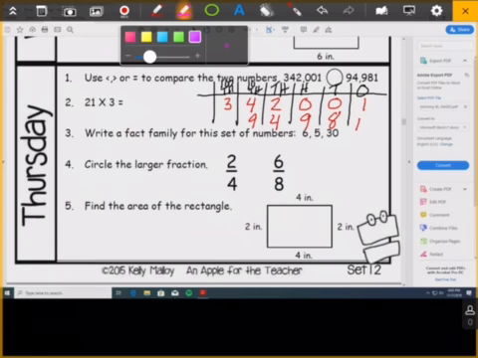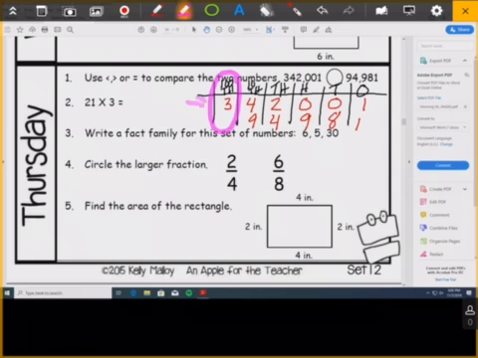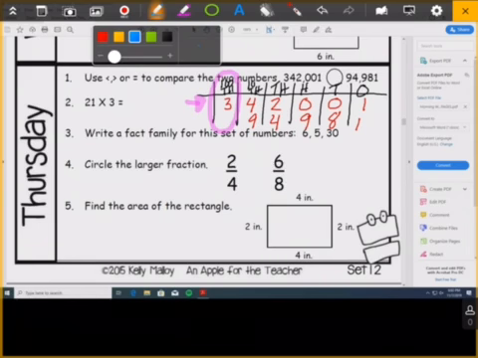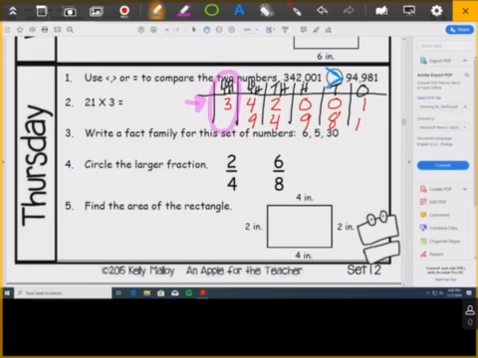When I look here, I see that in the 100,000s place, the first number has 300,000s. The second number has no 100,000s. So that automatically makes my first number greater. So I'm going to open up my symbol to the greater value. I'm going to read this number sentence: 342,001 is greater than 94,981.